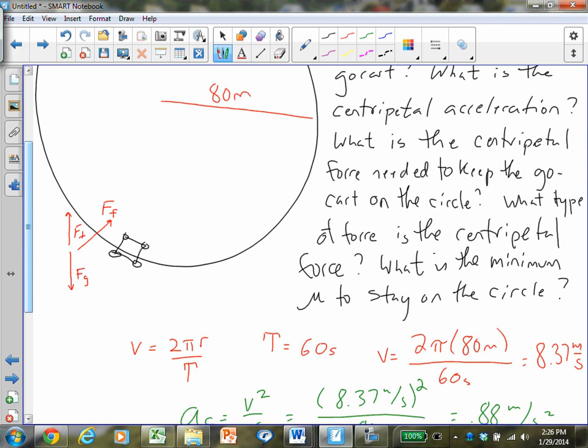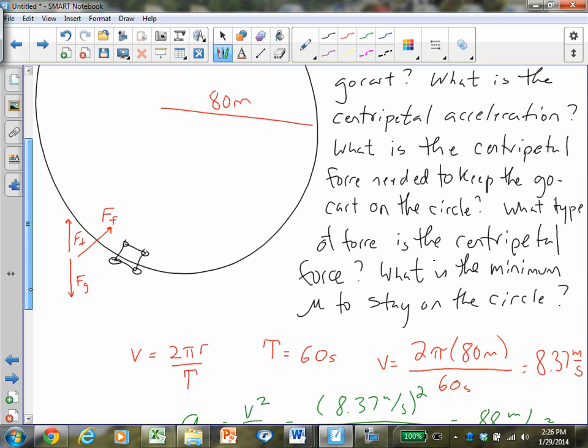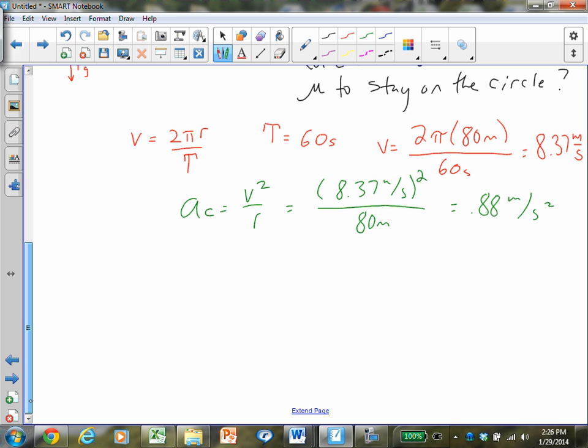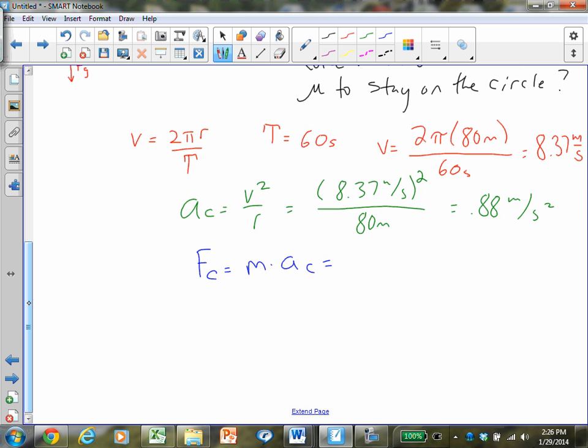So we found here what is the centripetal acceleration. We found that. What is the speed? We got it. What is centripetal acceleration? What is centripetal force? Well, that's Fc equals m times AC, which would be 120 kilograms times 0.88 meters per second squared. So mass times acceleration to get the force is 105.6 newtons.